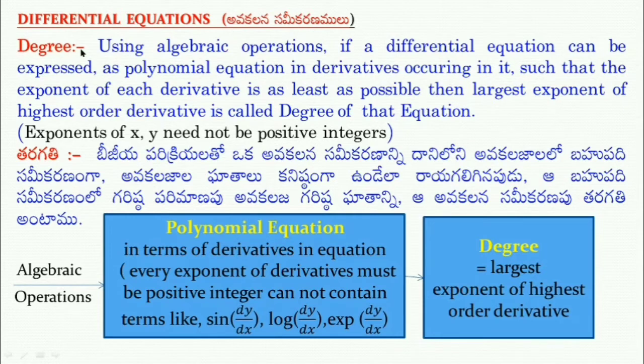Degree of the differential equation means, using some algebraic operations, if the differential equation can be transformed to a polynomial equation in the derivatives occurring in that equation. So we have to convert the equation into a polynomial equation using some algebraic operations, such that the exponent of each derivative is as small as possible. Then the exponent of the highest order derivative is called the degree of the equation.